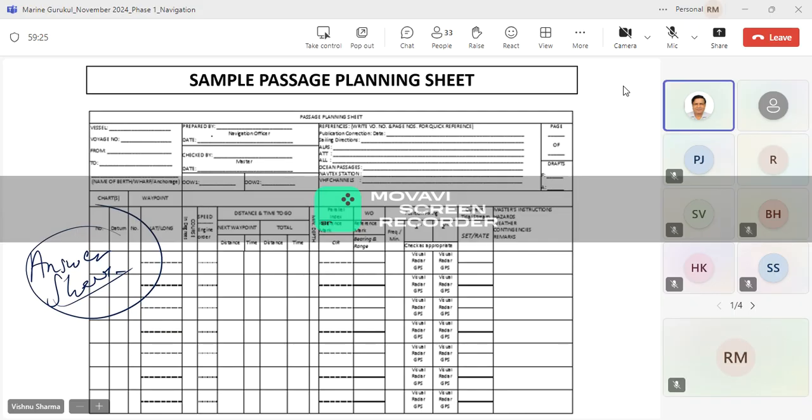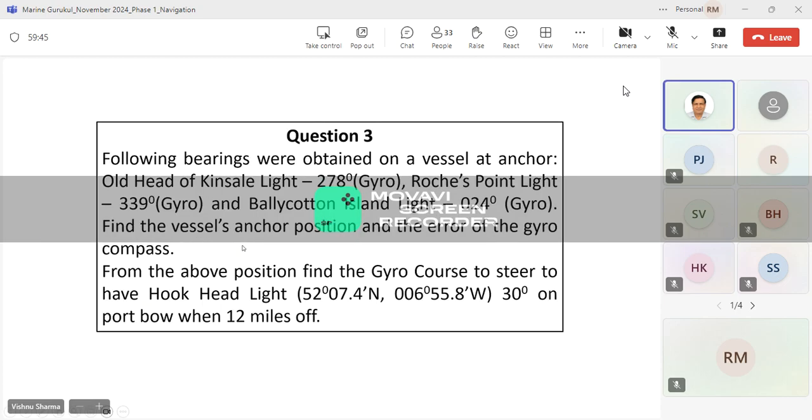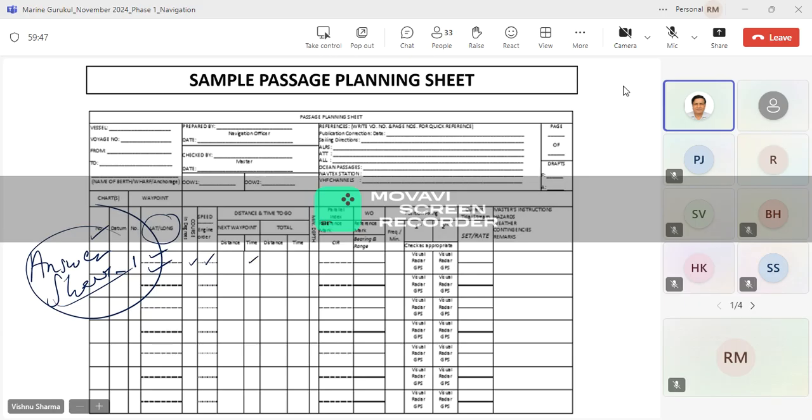But here, if you see, the chart number is there, right? Yes, sir. Then for waypoint 1, you'll fill up the latitude and longitude, correct? Yes, sir. Then you have the course here, then you have the speed, right? So these are the details. Next, the distance to the next waypoint, and the expected time when you reach there. You can just put how many hours and minutes.